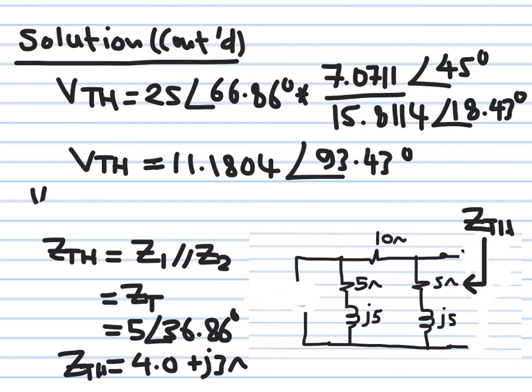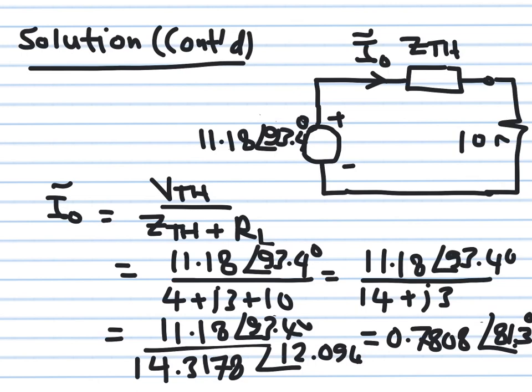So 5 plus j5 in parallel with 15 plus j5, but we calculated this impedance earlier. This is the total input impedance seen from the left hand side. So we have that number. It is 5 angle 36.86. And by the way, if you convert this number to rectangular form, you get 4 plus j3. So 5 multiplying cosine 36.86 will give you 4, and 5 multiplying sine 36.86 will give you 3.